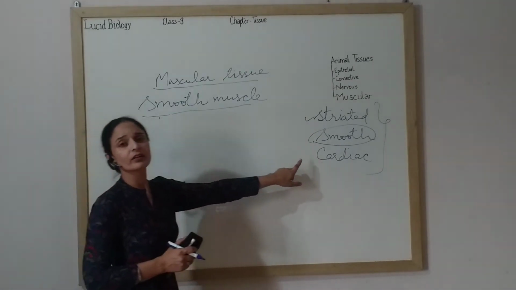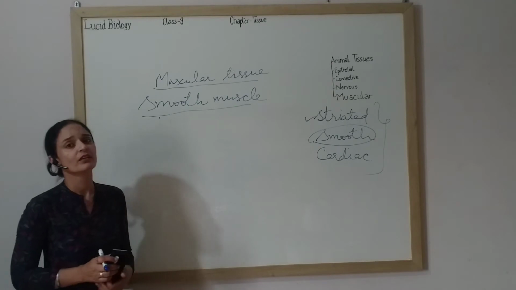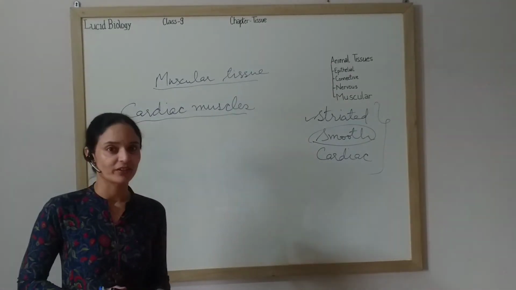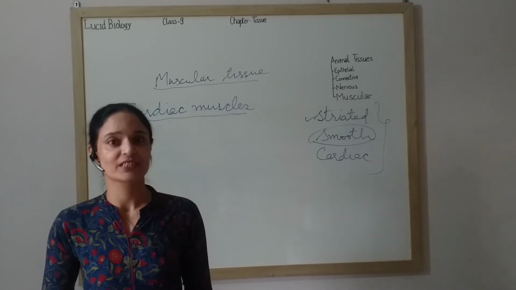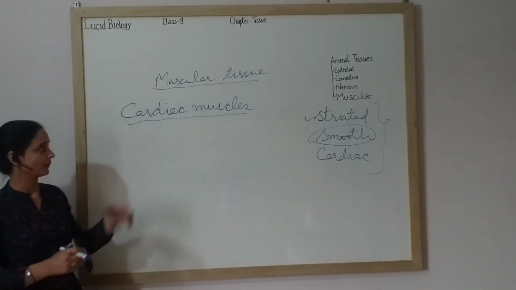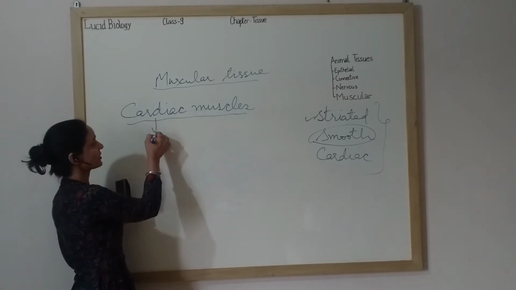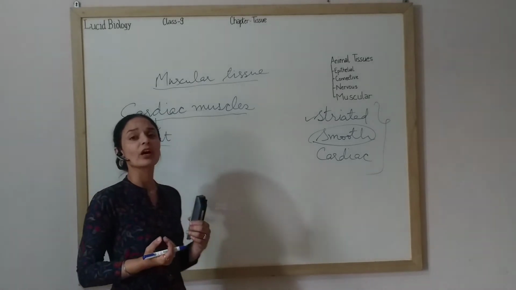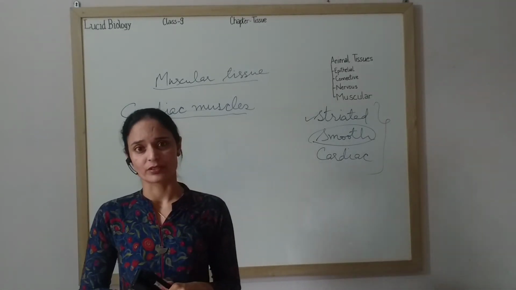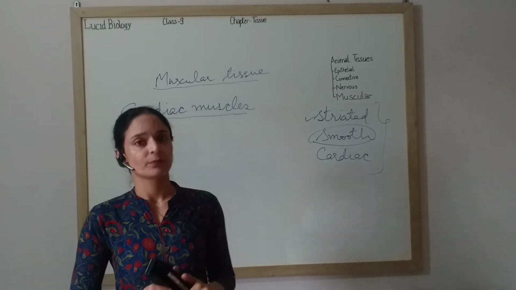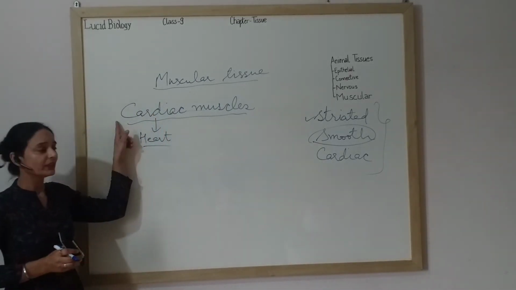Now we are going to start the next type of muscle, that is cardiac muscle. Okay, dear students, we have done striated muscles and smooth muscles. Now we are going to start the third type of muscle, that is cardiac muscle. As the name suggests, the word cardiac is associated with the heart. As you know, cardiologist means heart specialist. Wherever you find the word cardio, we are talking about the heart. Cardiac muscle means heart muscles.